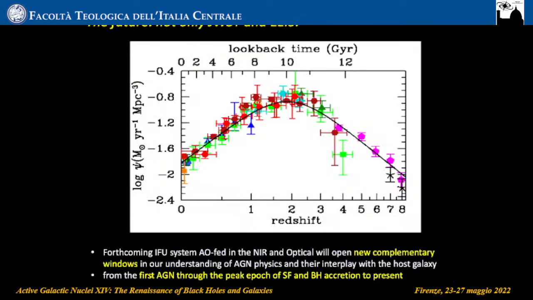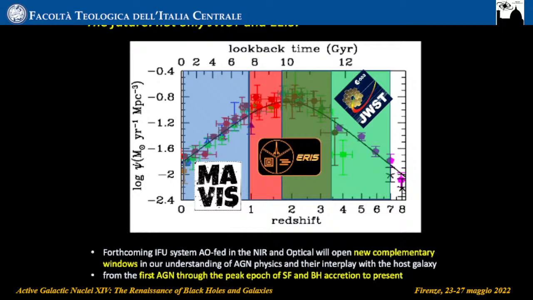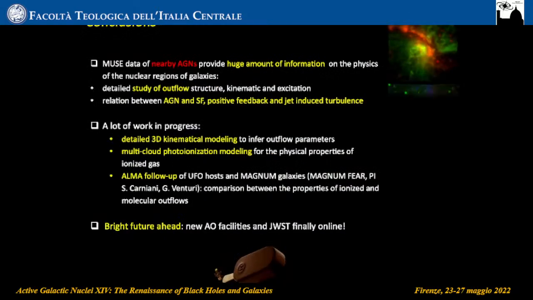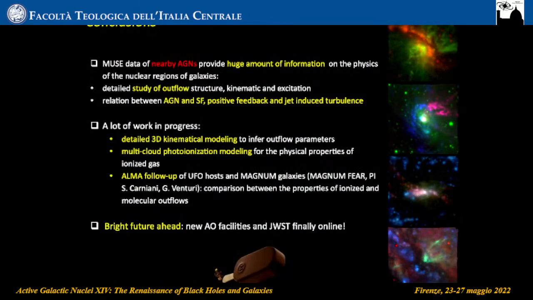So again, all these facilities will be complementary to one another because they will cover the full AGN history across the universe, from the local universe with MAVIS to the very high redshift with JWST. And now my time is finished. This is my conclusion. And thanks a lot, and please stay tomorrow for the talk.